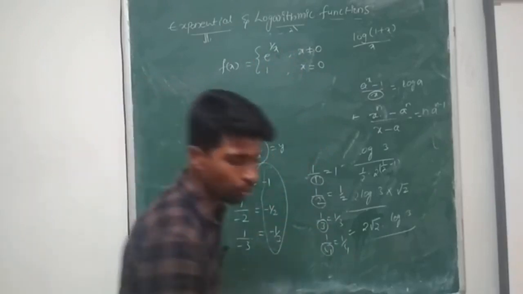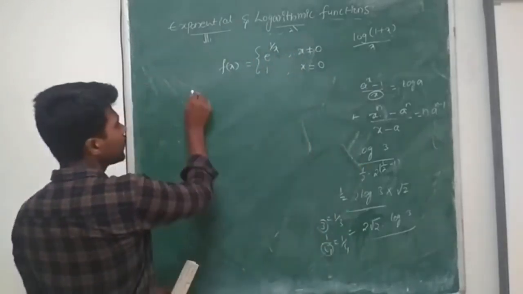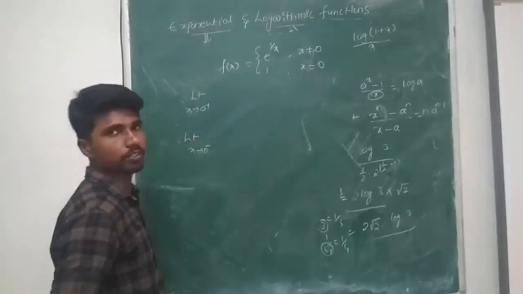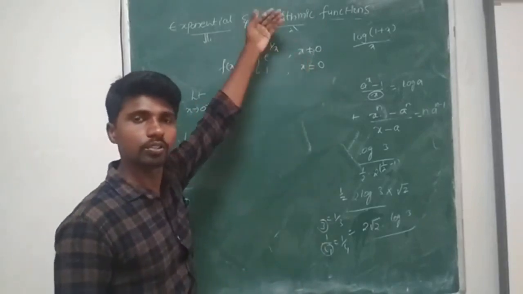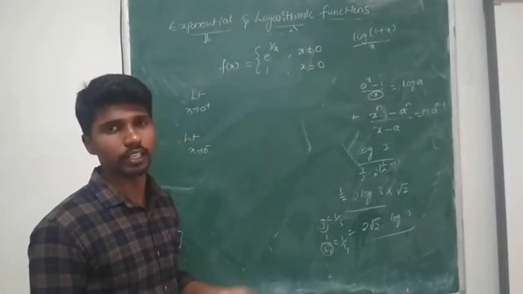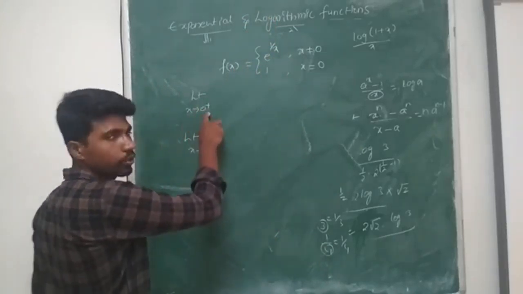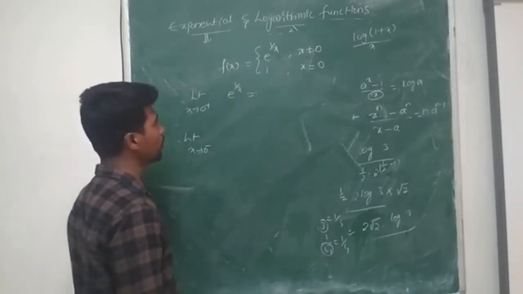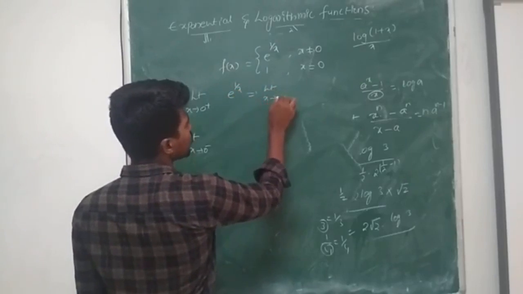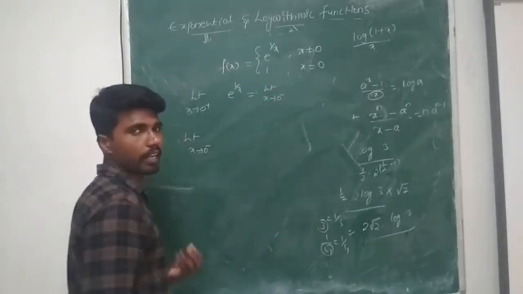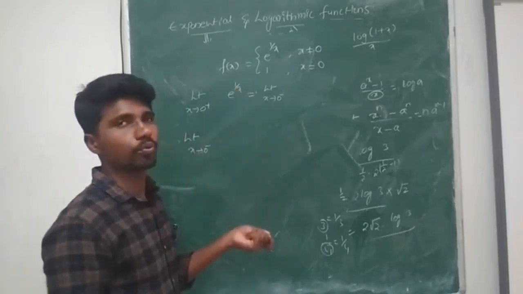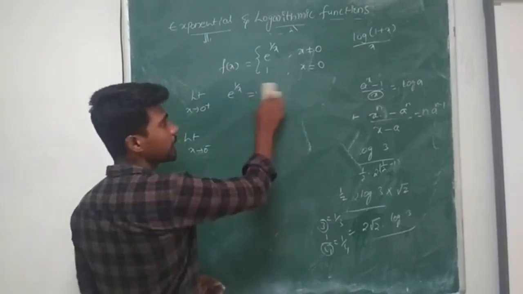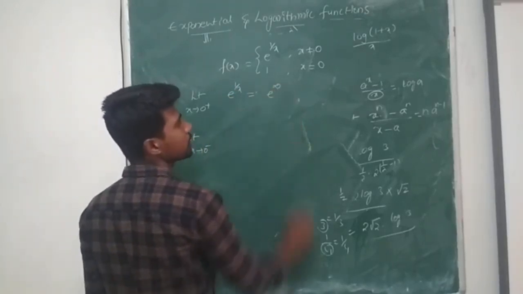So we have to go for two cases. What are the two cases? Limit x tending to 0 plus and limit x tending to 0 minus. It's not just one case for x not equal to 0 and another case for x equal to 0. Limit x tending to 0 plus e power 1 by x is equal to, I substitute near to 0, so what do I get? Nothing but positive infinity. E power plus infinity.